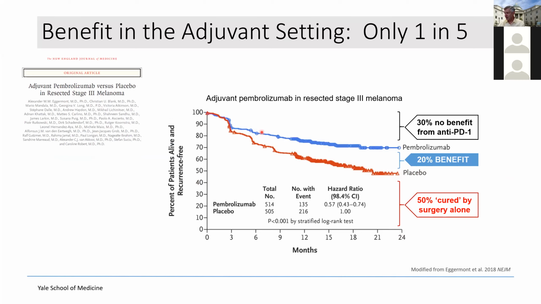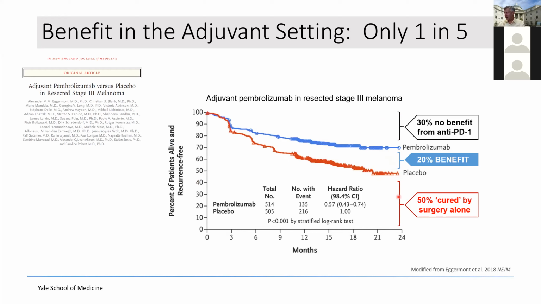And 30% of the patients that get pembrolizumab recur anyway, so they don't benefit. So that means in the adjuvant setting, only 1 in 5 patients benefits. Wouldn't it be cool if we had a way to stratify that 1, or at least 2 out of those 10, so that we could exclude some patients that we know are not going to benefit, and some patients that we know are cured by surgery, so that they don't have to receive the risks of pembrolizumab.